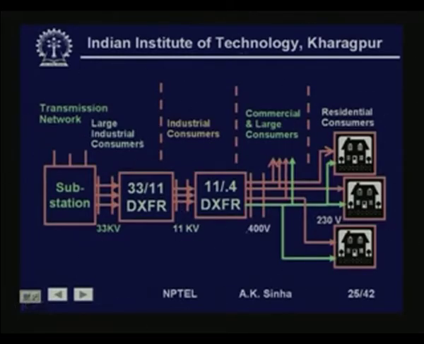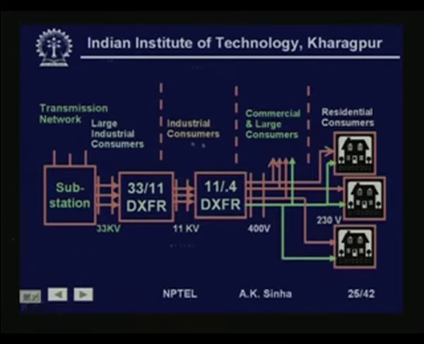This is a very simple representation of a distribution system. From the transmission network we come to a substation at high voltage or medium voltage level. There, once we have got this power at 33 kV level by means of a transformer, this goes up to some large industrial consumers at 33 kV level or maybe at 11 kV level. So, we have a 33 to 11 kV transformer, which we call a distribution transformer, used for this purpose.